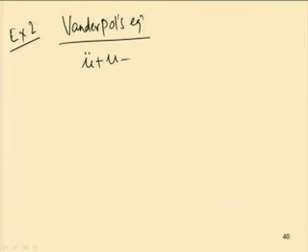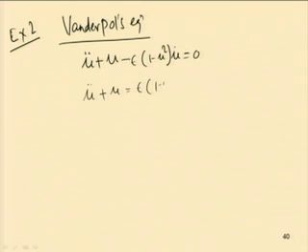So, minus epsilon into 1 minus u square into u dot equal to 0. So, this is the equation, or this equation one can write in this form also: u double dot plus u equal to epsilon into 1 minus u square into u dot.